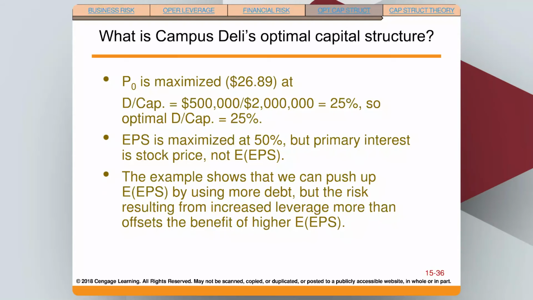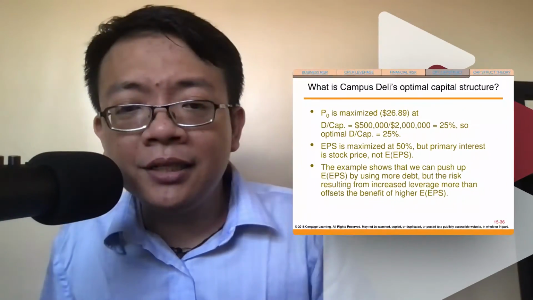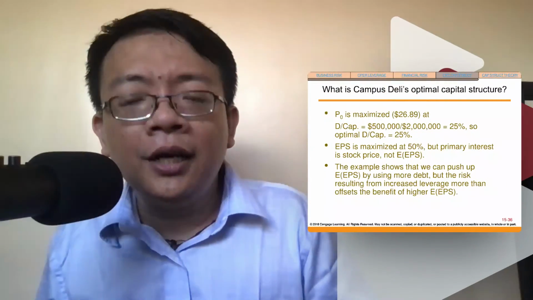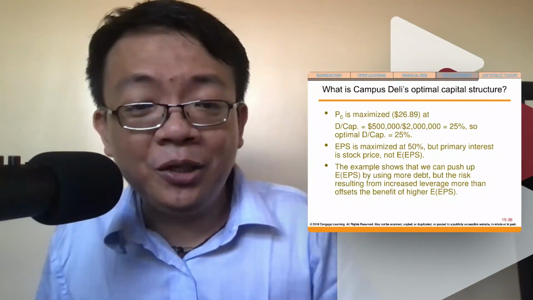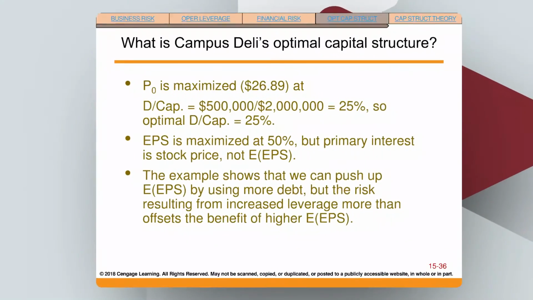So, the example shows that we can push up EPS by using more debt, but the risk resulting from the increased leverage more than offsets the benefits of the higher EPS. Alright. Hopefully you understand, class. It is a bit technical, but I know you can easily understand it. You can do it.